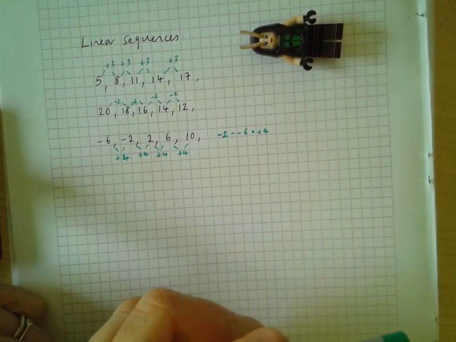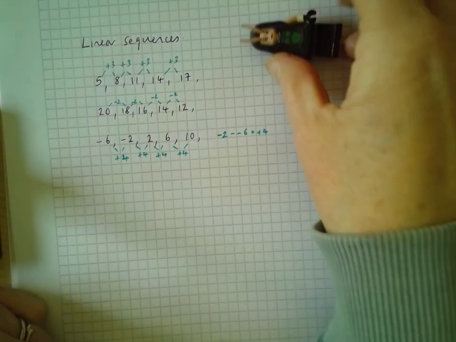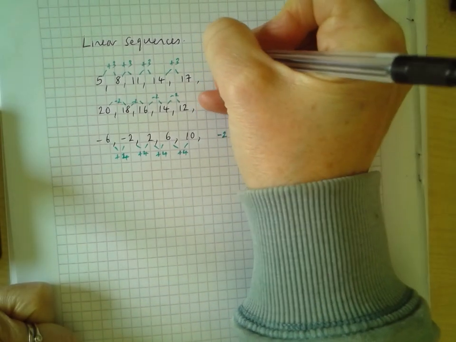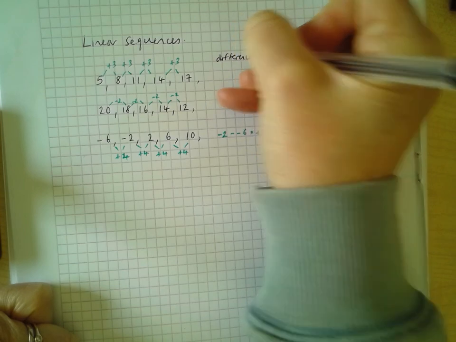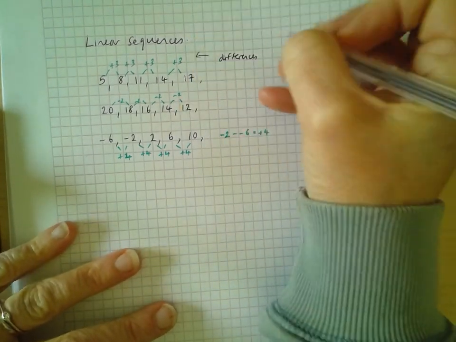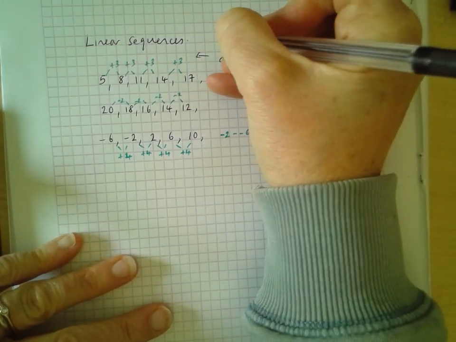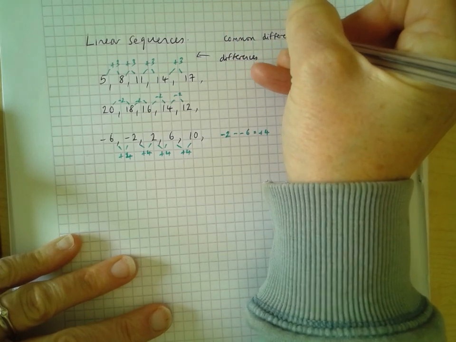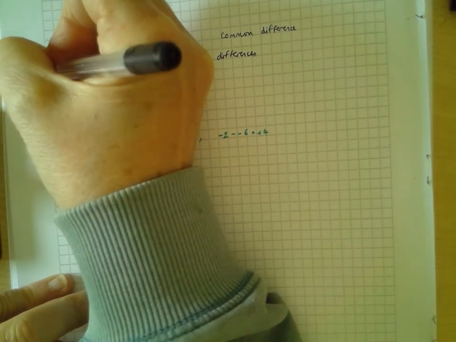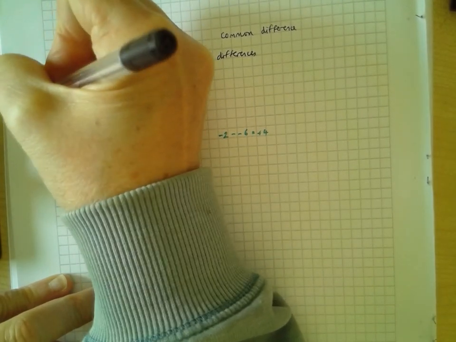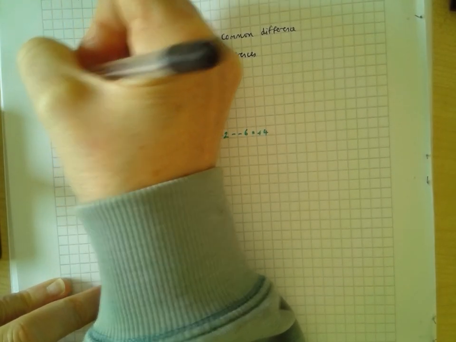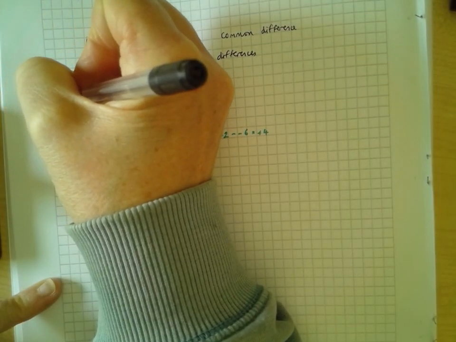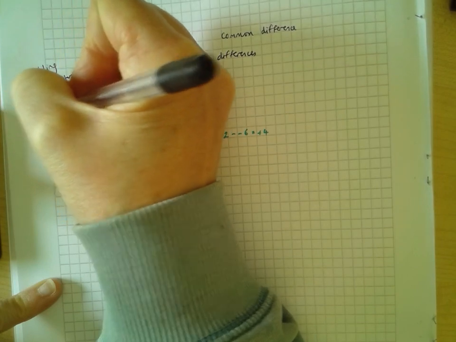Okay, now just for reference, these are often called differences. And what we say, certainly at leaving cert level, is that a linear sequence has a common difference. We're adding on or subtracting, so adding or subtracting the same number each time. That's what a linear sequence is, the same number each time.